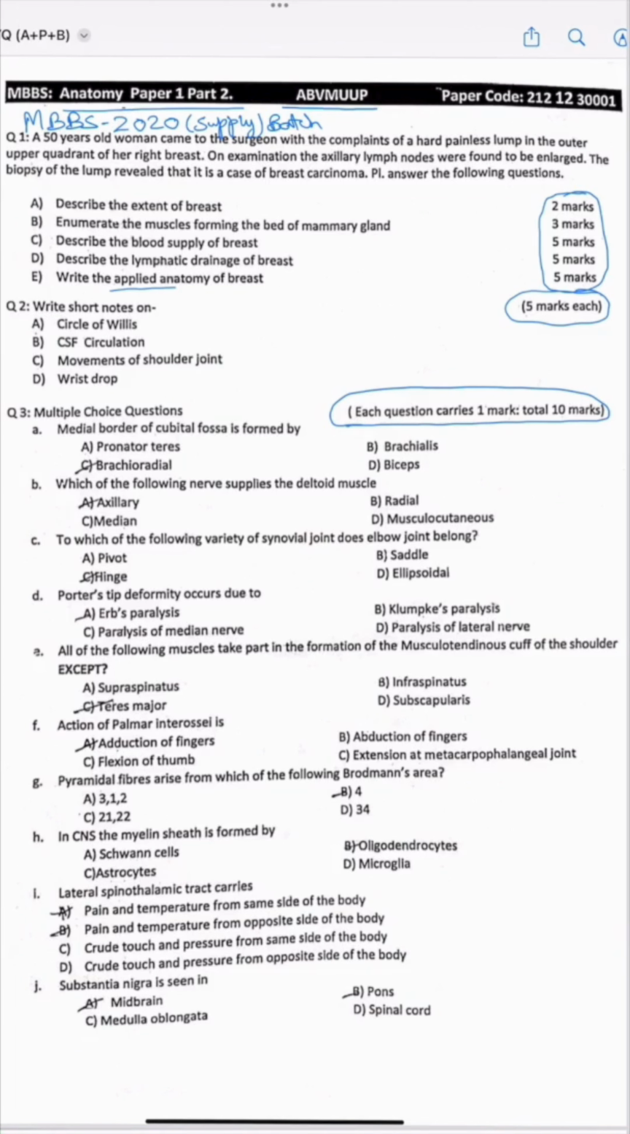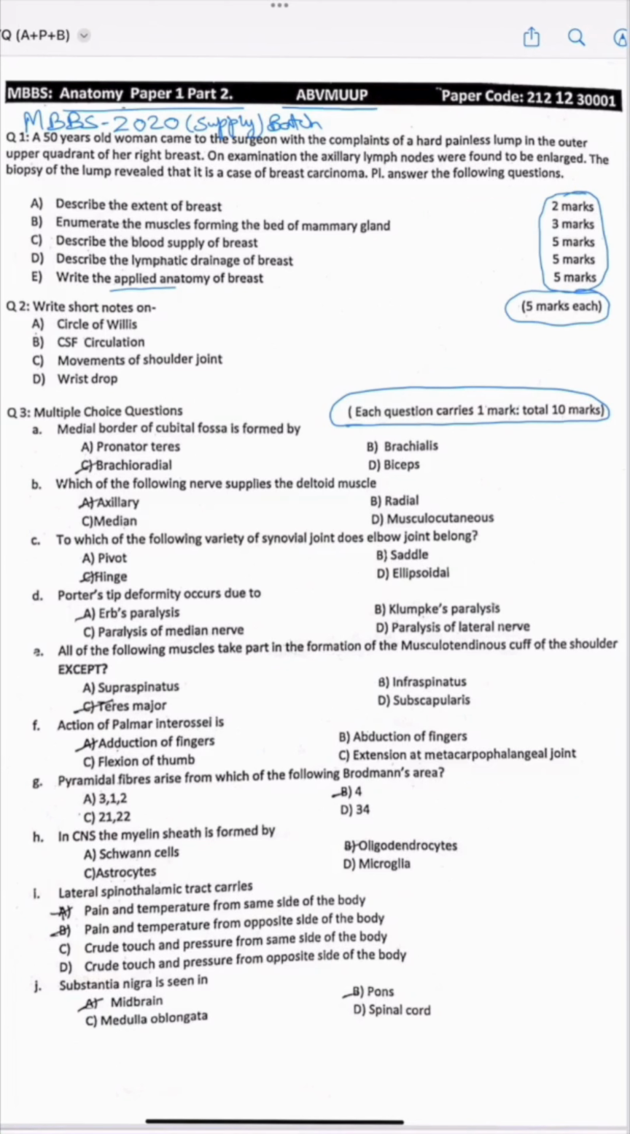This circumduction has an arc, like when you're bowling in a cricket match. So the arc goes like this. Firstly there is extension of the arm, then abduction of the arm, then flexion of the arm, and then adduction.